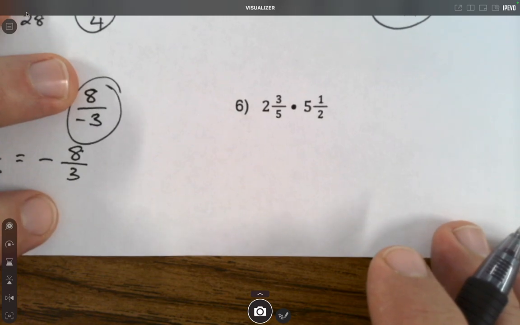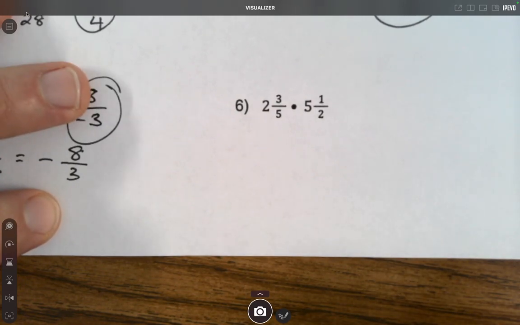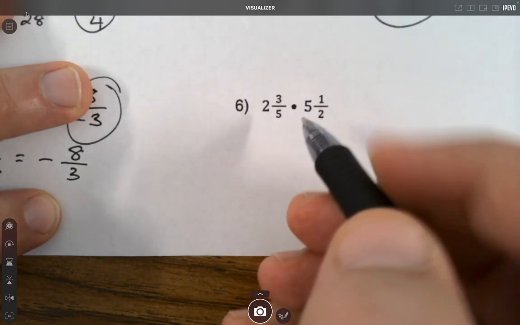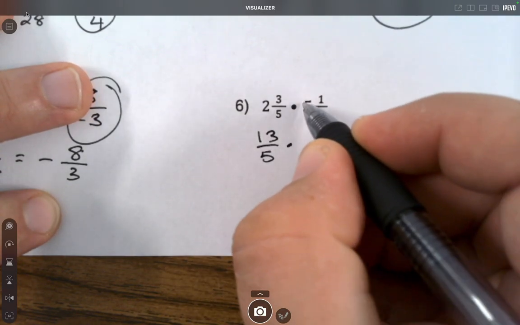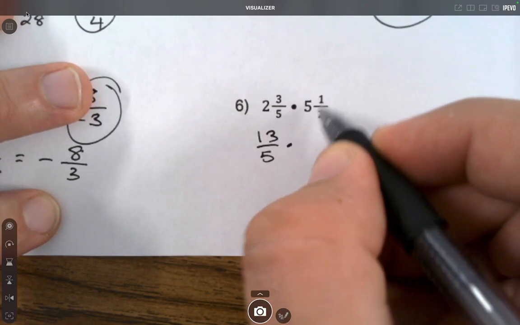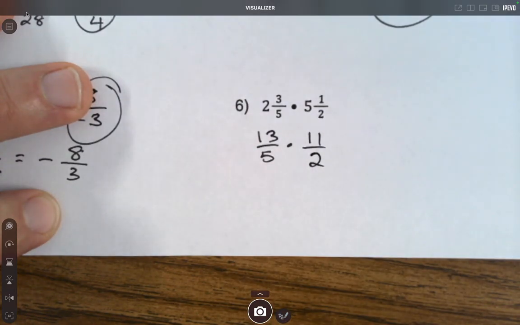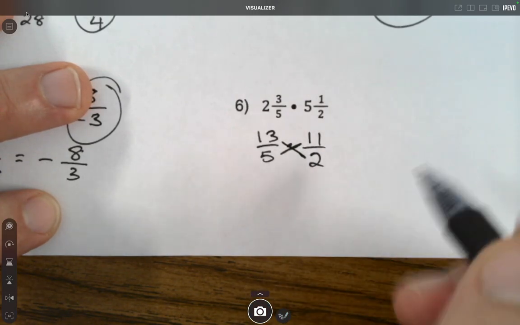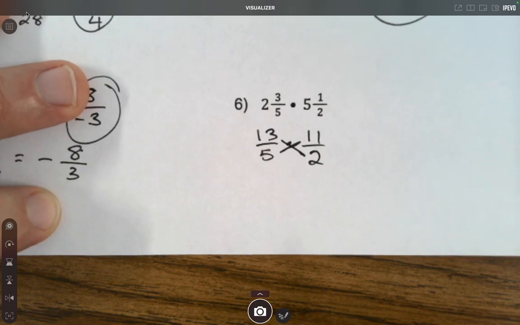Okay, number 6. These are both mixed numbers. We've got to convert them to improper fractions. 2 times 5 is 10, plus 3 is 13. 5 times 2 is 10, plus 1 is 11. Okay, so no cross products on this one. There's nothing that 5 and 11 have in common, other than 1, of course. Nothing that 13 and 2 have in common.